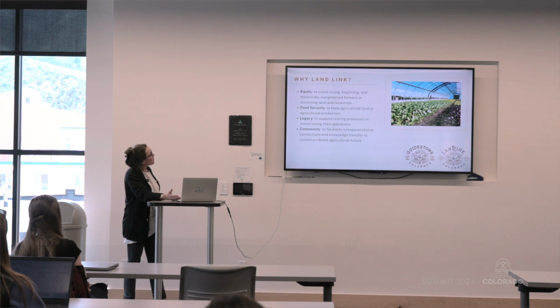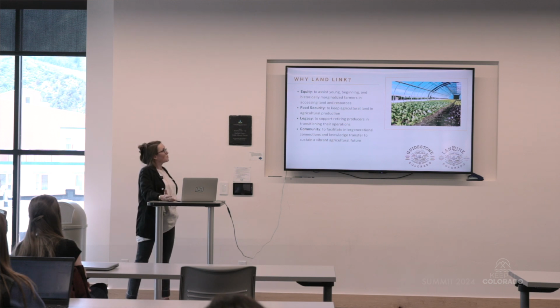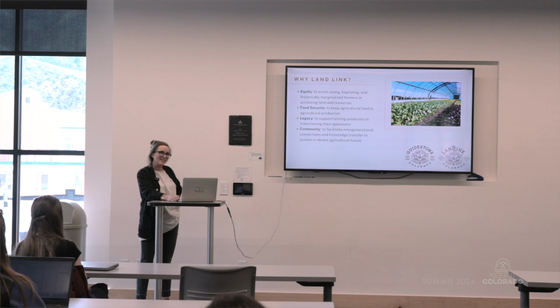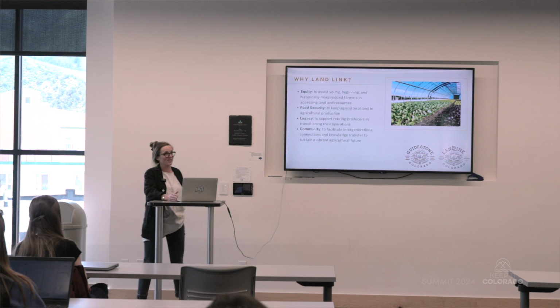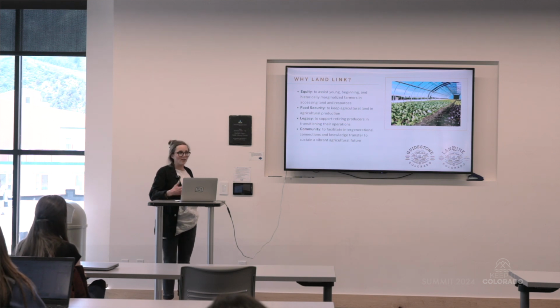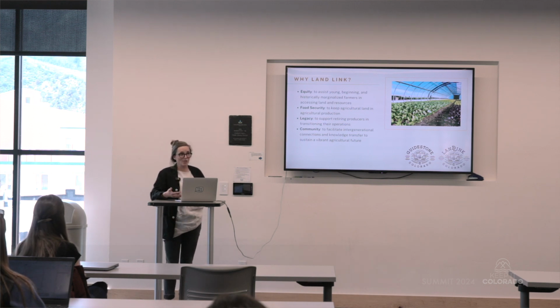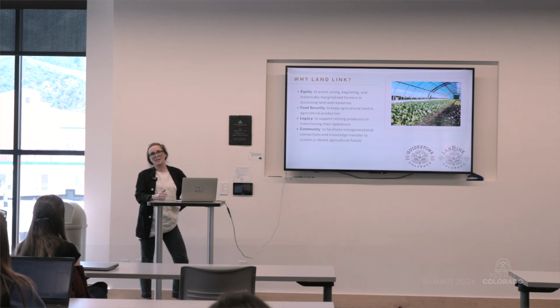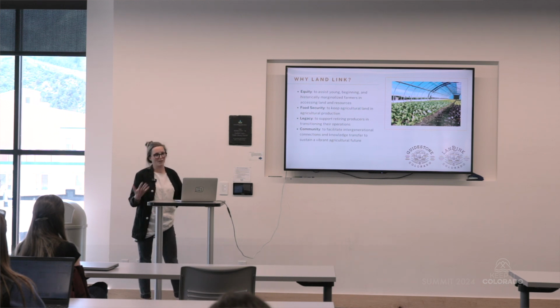So why LandLink? With the LandLink approach, we're trying to improve equity by assisting young, beginning, and historically marginalized farmers in accessing land and the resources they need to run thriving agricultural businesses. We want to improve food security in our communities by keeping agricultural land in agricultural production. We want to honor the legacy of our land stewards who have cared for the land that is under threat. And we want to build strong intergenerational community between young farmers and retiring farmers who have a wealth of knowledge and experience to share.